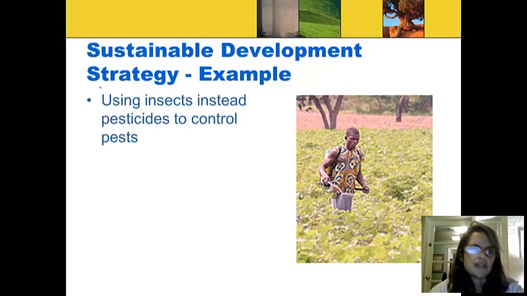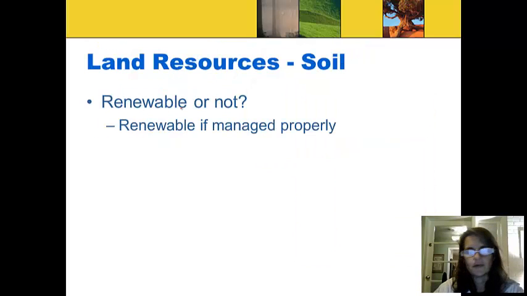Strategies in sustainable development might be something like using insects to control unwanted pests in a field as opposed to using this pesticide that's being sprayed on this field. So you can use natural controls on pests instead of some chemical that might run off and get into the environment. Now, sometimes even this is a little tricky, but we'll talk about that in a little bit.